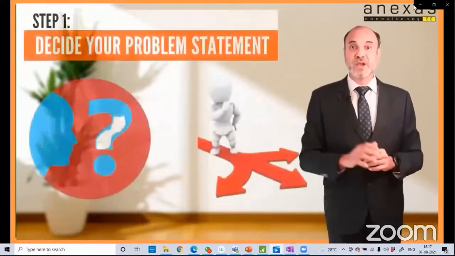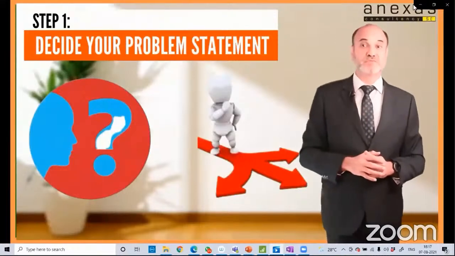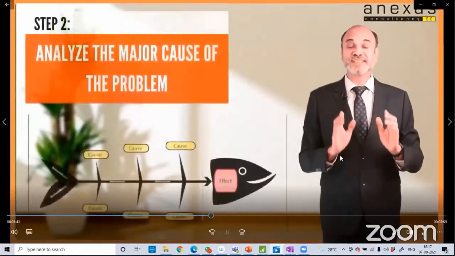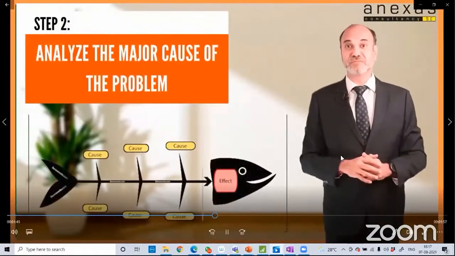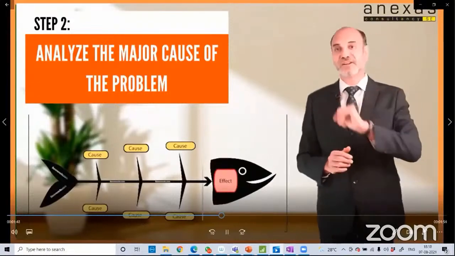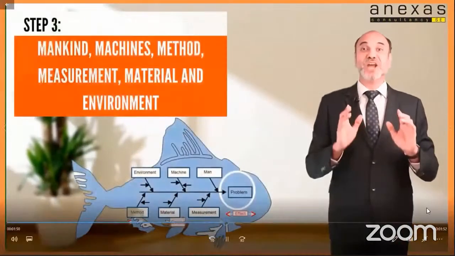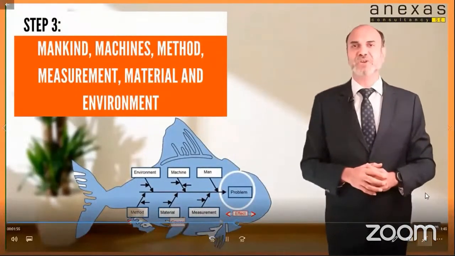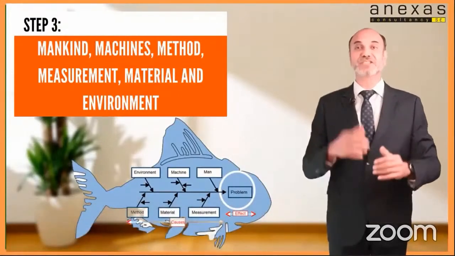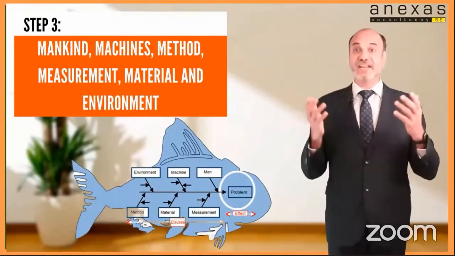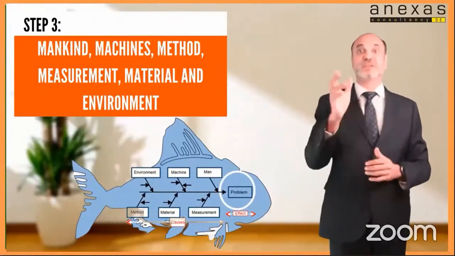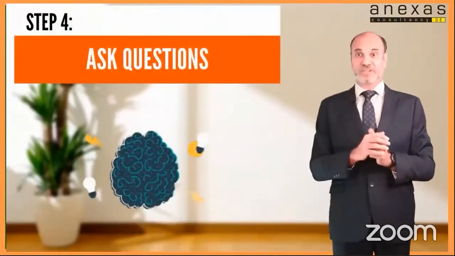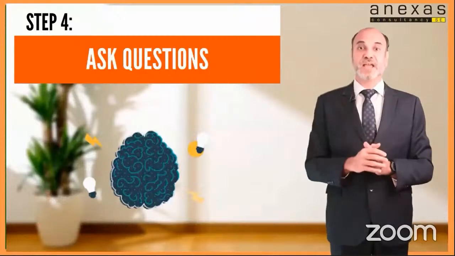Step number 1, you start by deciding your problem statement and write it in the center within a box. Step number 2, you should analyze the major causes of the problem and write them down next to the problem statement horizontally. Step number 3, now you can go on with categorizing the causes as branches of the mid-vein. You can use categories like man, machines, method, measurement, material, and environment, or Mother Nature, just to make it 6 M's. Step number 4, using the brainstorming technique, ask questions like why is it happening and find the answer to each cause.